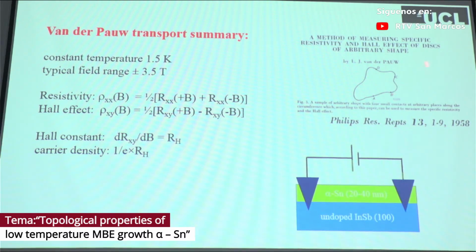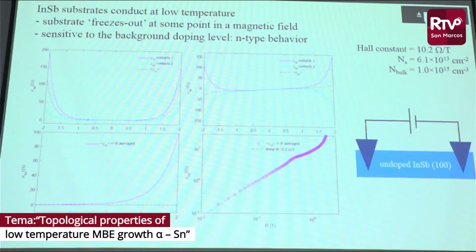And we have to permute where the currents and voltages are measured on the device to get out resistivity and Hall effect. From the Hall effect, we can get the Hall constant and then eventually the carrier concentration. And I'll just remind you about the question that we were trying to answer at the start of the talk: what's the carrier density in alpha tin? Okay. This is what the substrate looks like.